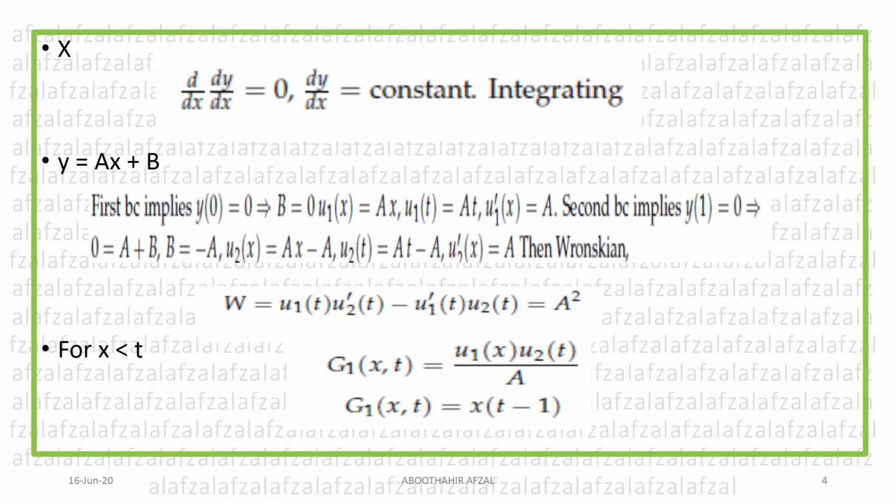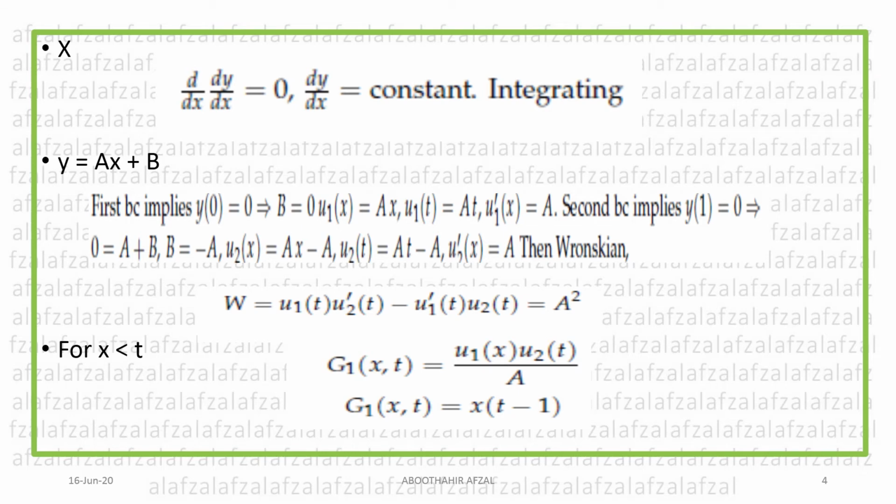And then g1 is the Green's function for x less than t, that is g1 is given by u1 u2 by a. That means g1 is given by c1 u1. Therefore putting the value of this c1, you will get g1 is u1 into u2 by a, that means x into t minus 1. So that is the value of u1 and u2. So u1 is x, u1 of x into u2 of t.